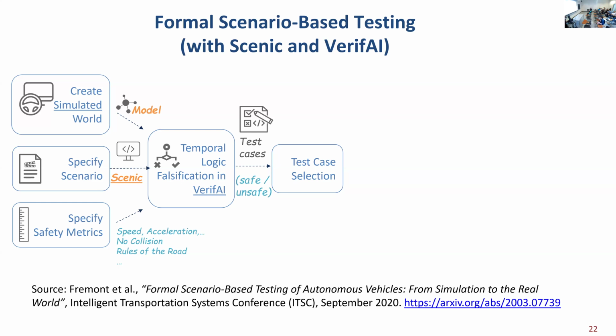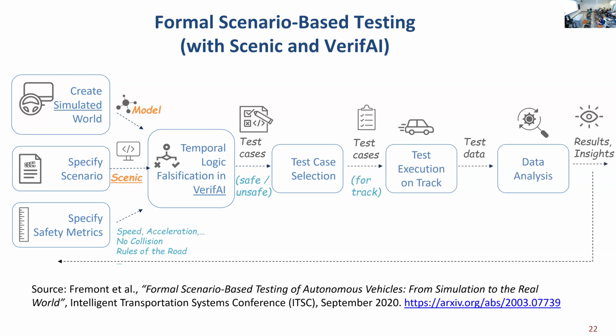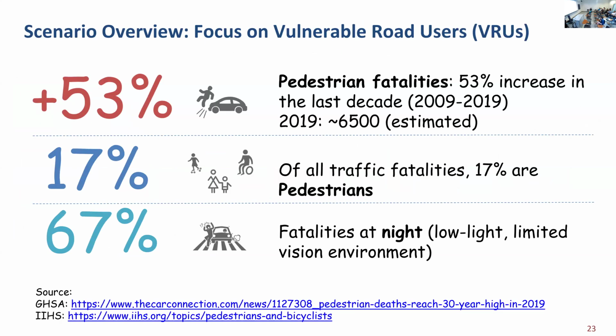Because as those of you who have actually done this know, it's very time consuming, it's expensive, and you want to run each test case multiple times because there are various other variabilities that you don't have full control of. Okay, so you get those test cases, you run them on the track, and then you get data, and then we analyze the data to understand what was going on. Okay, so the particular scenario that we designed with our collaborators was a pedestrian vehicle scenario.